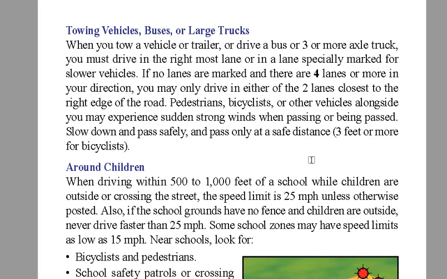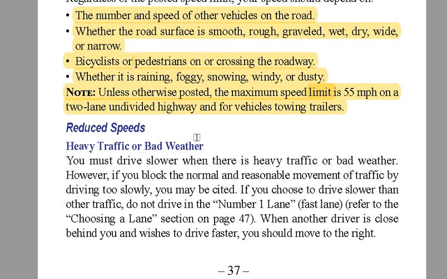Our last section is titled Reduced Speeds. My print kind of came out funky, so I'm not going to have it all for you. But anyway, the first one here is you must drive slower when there is heavy traffic or bad weather. That's what I mentioned earlier. Part of the basic speed law is whether it's safe outside. If the conditions change, you need to slow down.